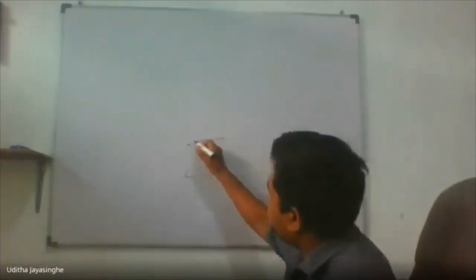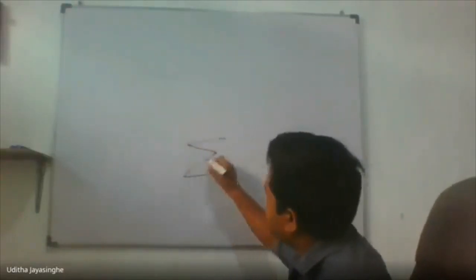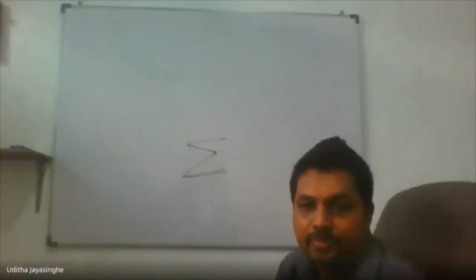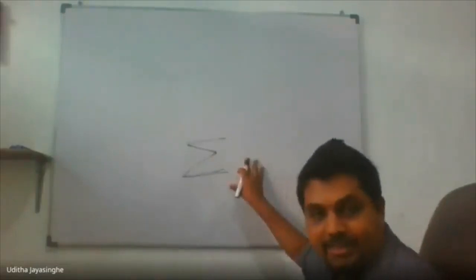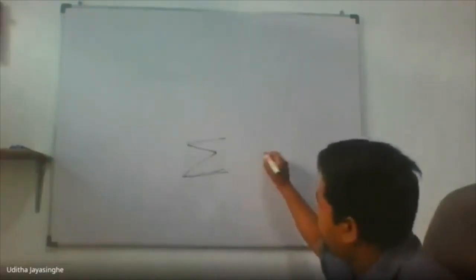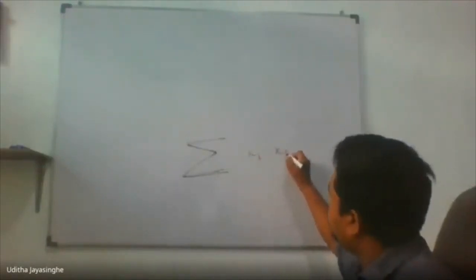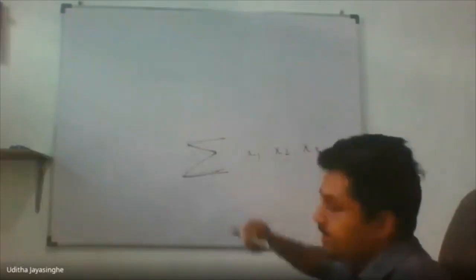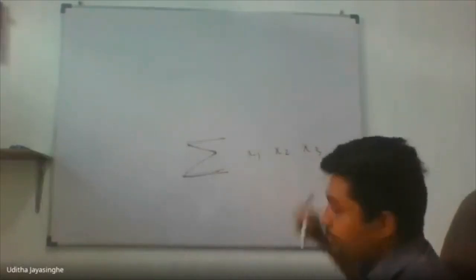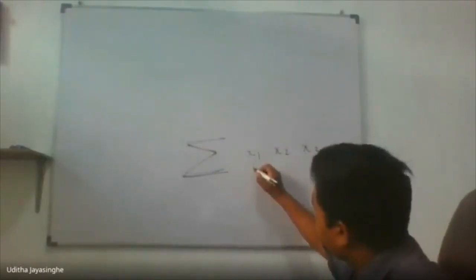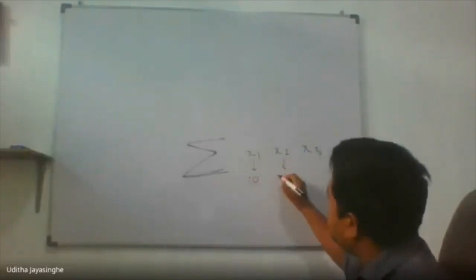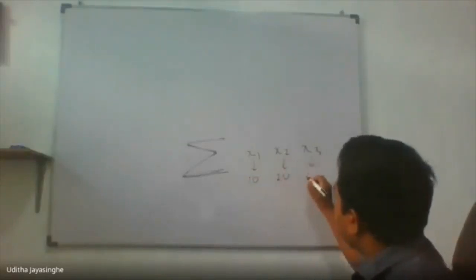This is the sign. Sigma. Sigma in statistics is the word for addition. You have a couple of numbers, x1, x2, x3, and let's say these will have some values. Let's say x1 is 10, x2 is 20, x3 is 30.